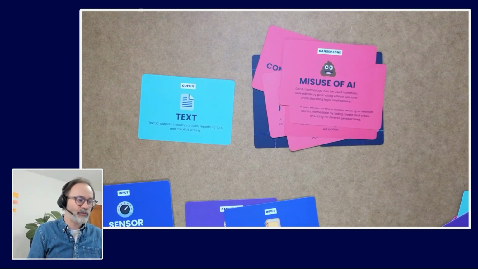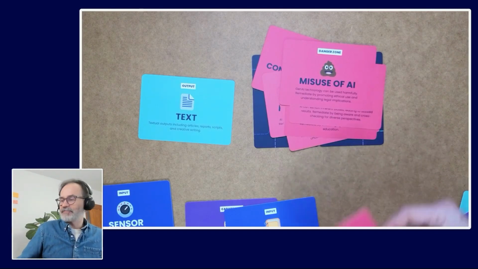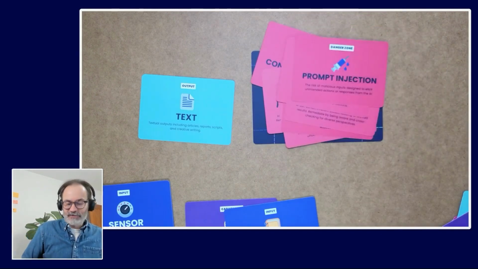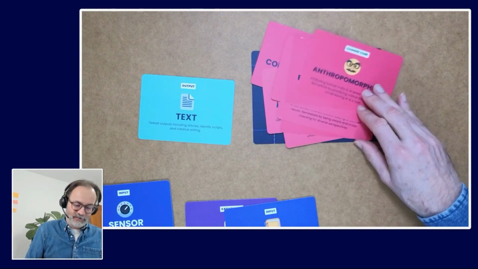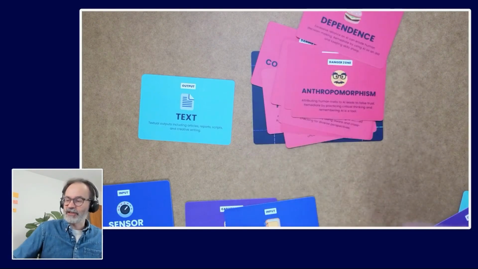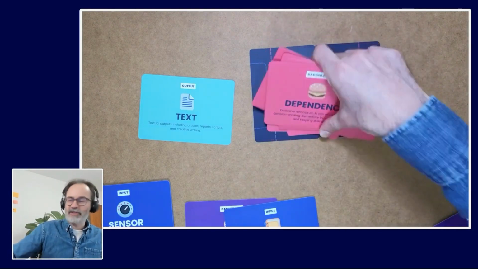This is what I call poop AI. Anthropomorphisms. This is dependence on AI. Okay, so these are the danger zones cards.